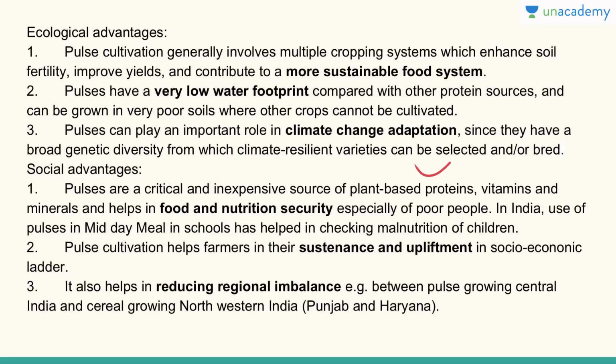And in India, use of pulses in midday meal in schools has helped in checking the malnutrition of the children. Now, pulse cultivation will help the farmer in their sustenance and upliftment in socio-economic ladder. So that point is also correct. And finally, it also helps in reducing regional imbalance. For example, between pulse growing central India and cereal growing northwestern India like Punjab, Haryana, etc.